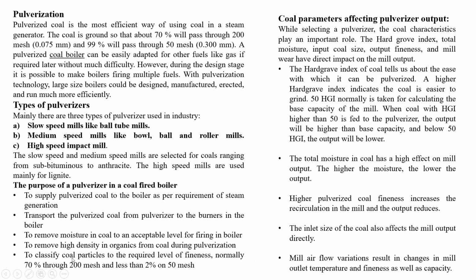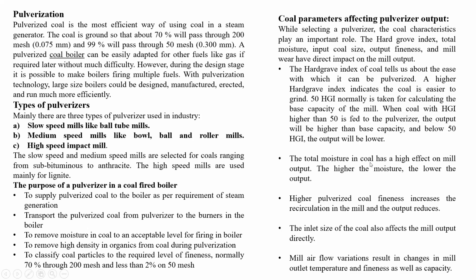This 200 mesh is in the coal mills and the classifiers, and less than 2% on 50 mesh. Coal parameters affecting the pulverizer output. The Hardgrove Grindability Index of coal tells us about the ease with which it can be pulverized. A higher index means the coal is easier to grind. 50 HGI is normally taken. If coal higher than that is fed to the pulverizer, the output will be higher than base capacity, and below 50 HGI, the output will be lower.